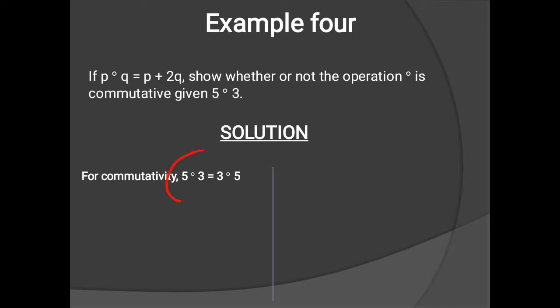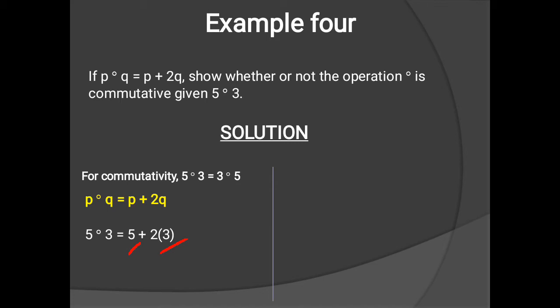So now we solve the first one, 5 operation 3, using the given rule or definition. When we are done, we solve the second one, that is, we change the positions. But there is the need to quote our rule or definition. So P operation Q is equal to P plus 2Q. First one plus 2 times second one, the 2 is constant. Alright, so 5 operation 3, let's solve. 5 operation 3 should be equal to the first one plus 2 times the second one, the 2 is constant, okay? 2 times the second one.